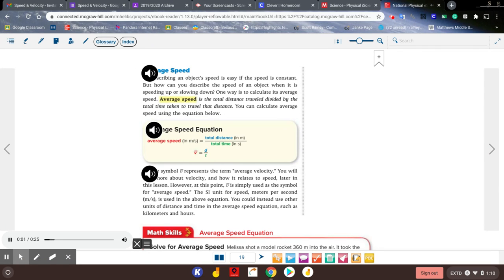Average speed. Describing an object's speed is easy if the speed is constant. But how can you describe the speed of an object when it is speeding up or slowing down? One way is to calculate its average speed. Average speed is the total distance traveled divided by the total time taken to travel that distance. You can calculate average speed using the equation below.